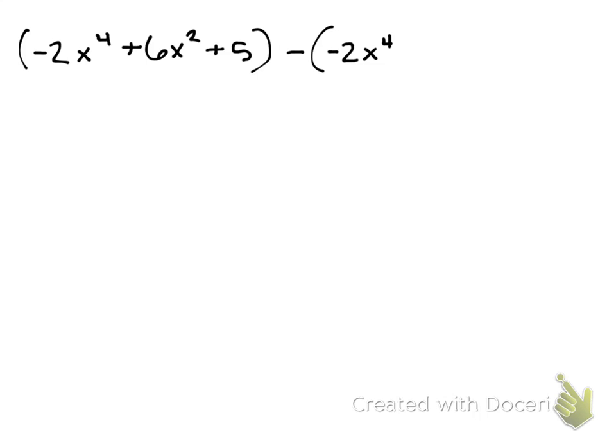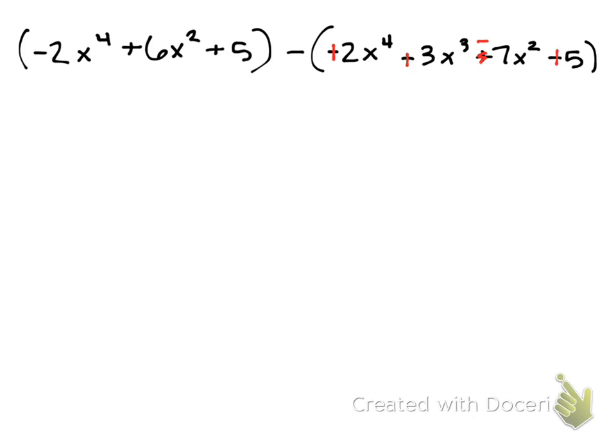So the last one in adding or subtracting, we have negative 2x to the 4th plus 6x squared plus 5 minus negative 2x to the 4th minus 3x cubed plus 7x squared minus 5. First of all, what type of problem is this? Subtraction. So what am I going to do to every sign? Change it. Do I mean every sign in the entire problem, or where are we changing the signs? Behind the minus. So this negative 2x to the 4th becomes positive. Negative 3 becomes positive, this becomes negative, and this becomes positive.